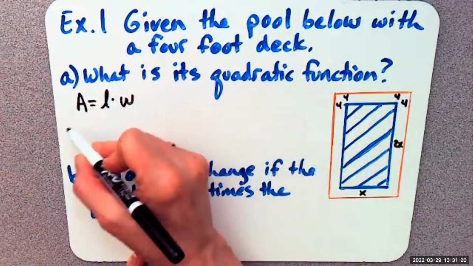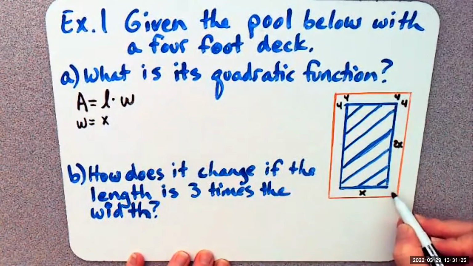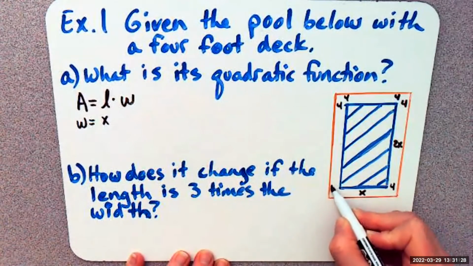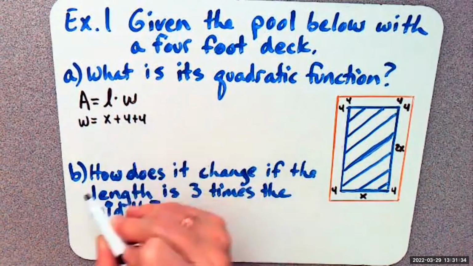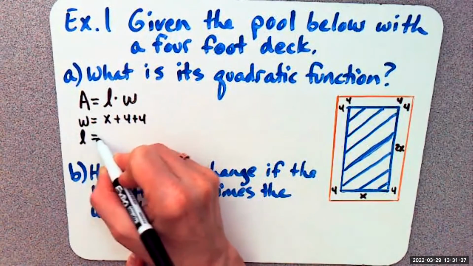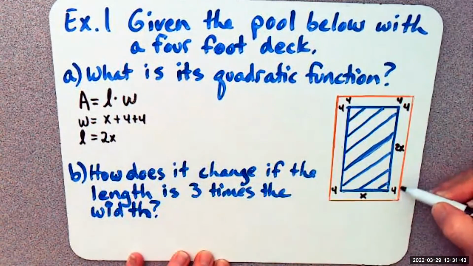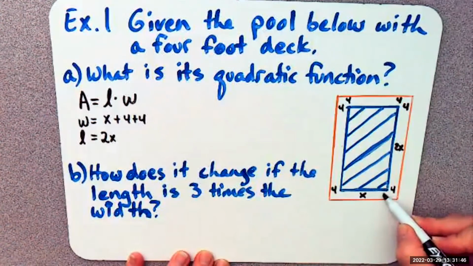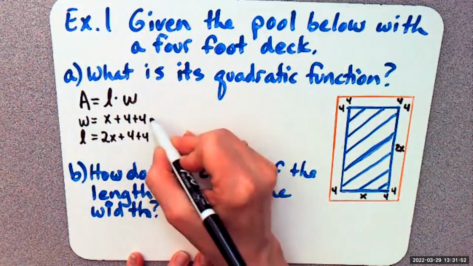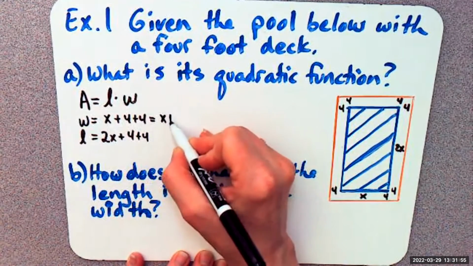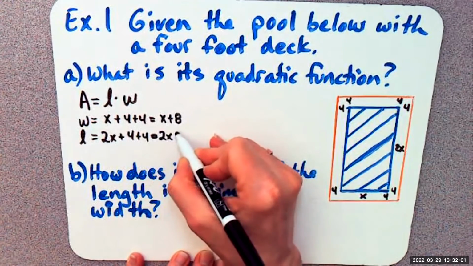and we have our width equals x, but then we have these parts right here, 4 and 4. So it's going to be x plus 4 plus 4 for the width, and the length will be 2x, and then we have the 4 here and the 4 right here, so that'll be plus 4 plus 4. So our width is going to be x plus 8, and our length is going to be 2x plus 8.